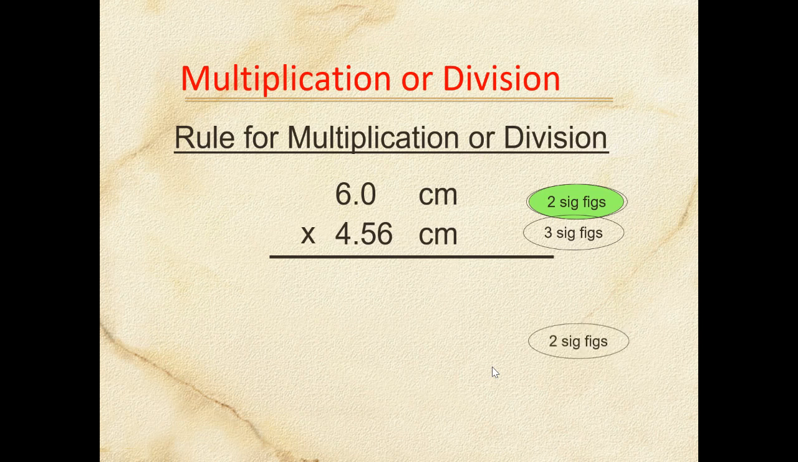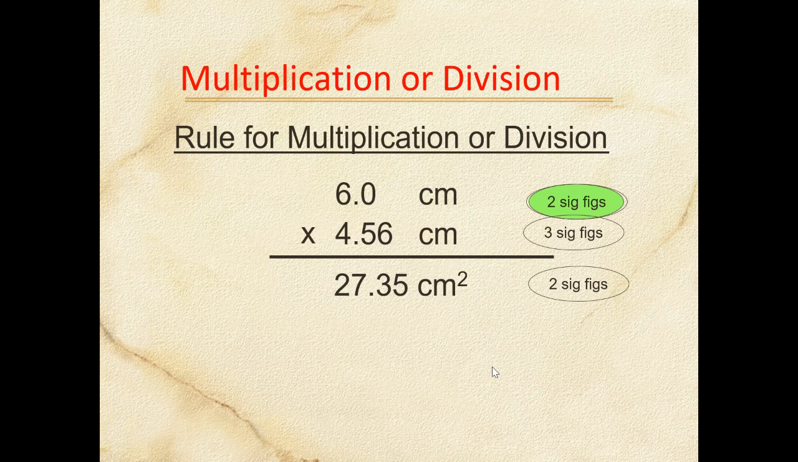If we multiply those 2 numbers together, we're going to end up with a number. This has 4 significant figures. It's too many. We need to round it so that it only has 2 significant figures in the answer. So the answer is 27.